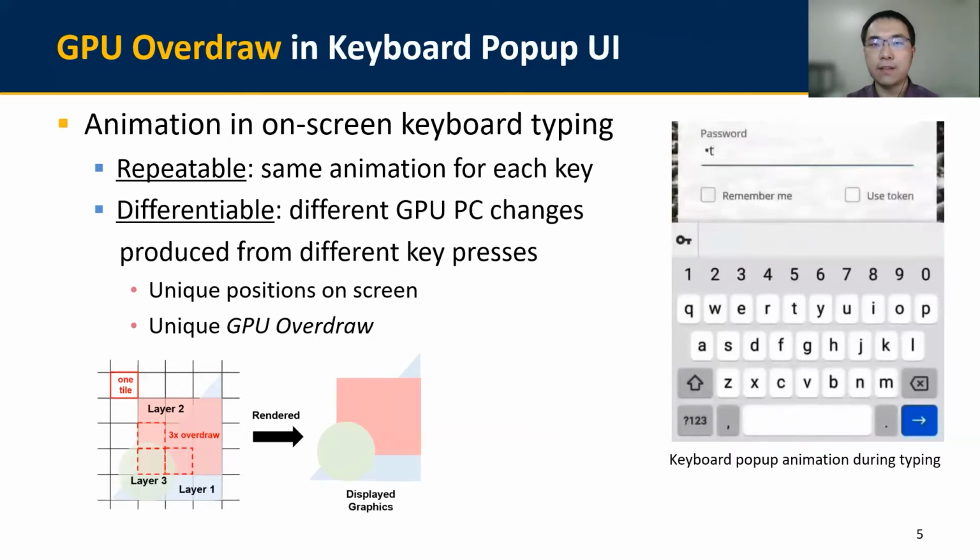Some pixels and tiles are rendered for multiple times on different layers, causing GPU overdraw, which reflects to a certain amount of extra GPU rendering workload. This example with highlighted tiles comes with 3 times of GPU overdraw.